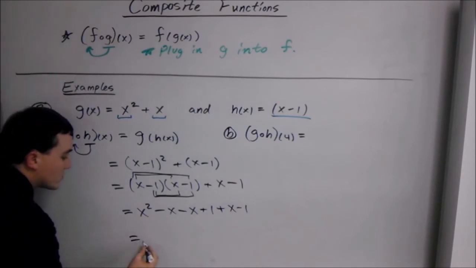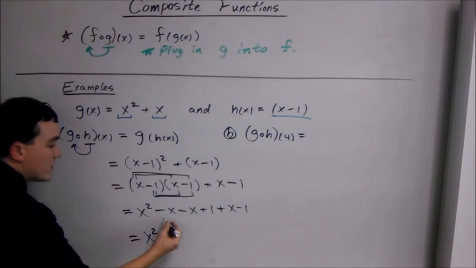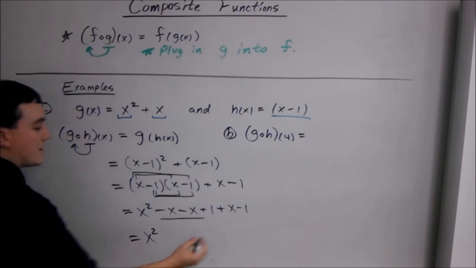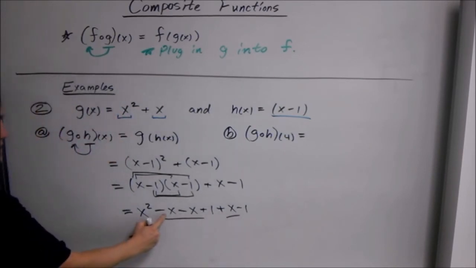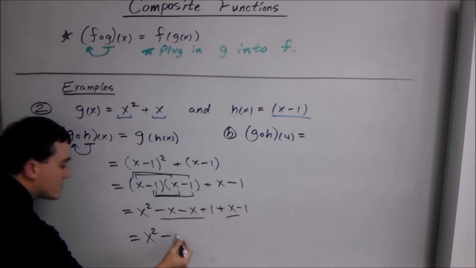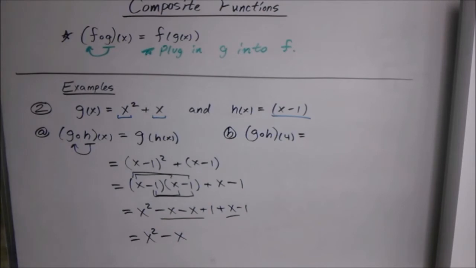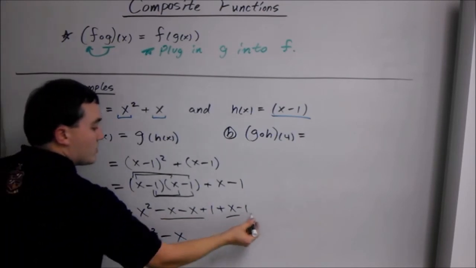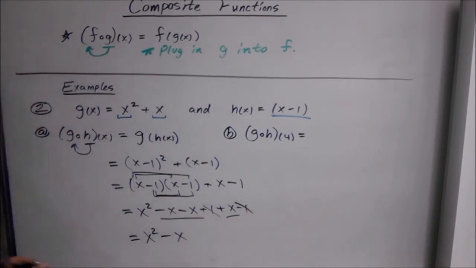There's only one x squared, so that's going to stay. We have negative x minus x plus x. So that's negative 1 minus 1 is negative 2, plus 1 is negative 1x, or just negative x. And then we have positive 1 minus 1, those are going to cancel. So we just get x squared minus x. And that would be our g of h of x.